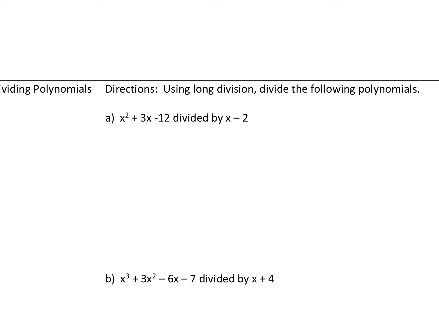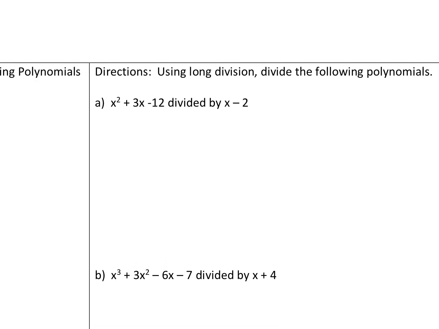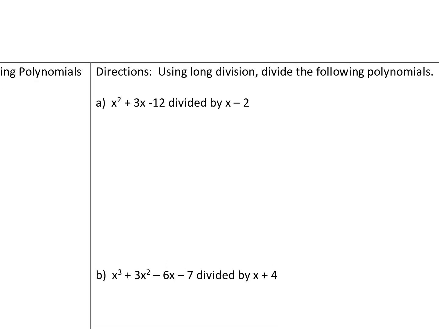We go to part A. I'm going to walk you through this one, so I really need everybody paying attention. This is a process, and if you don't pay attention and you zone out, you're going to be very lost today. Okay, we set it up the same. So x squared plus 3x minus 12 is going to go on the inside, and then x minus 2 is our divisor, and it's going to go on the outside.